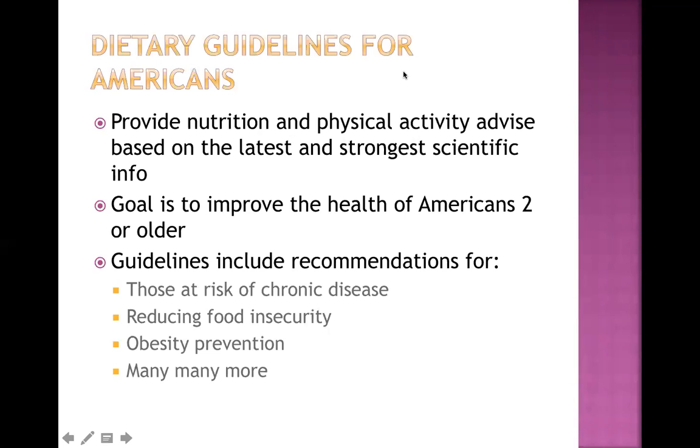Dietary guidelines for Americans. Dietary guidelines are advice about nutrition, health, and physical activity based on scientific research, and the goal of them is to improve the health of Americans. The dietary guidelines are recommended for Americans 2 years of age and older, so they do not apply to infants or children under 2 years old. And they include recommendations for people who are at risk of chronic disease, food insecurity, for obesity prevention, and many, many other things. Some examples of the dietary guidelines for Americans will be discussed coming up.